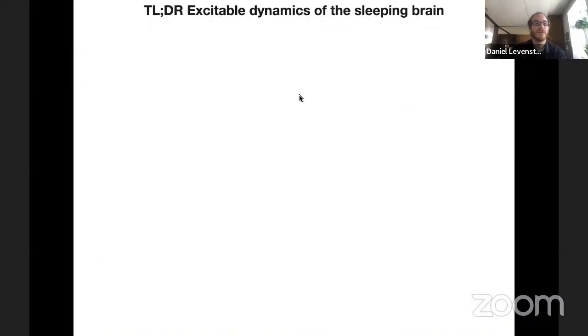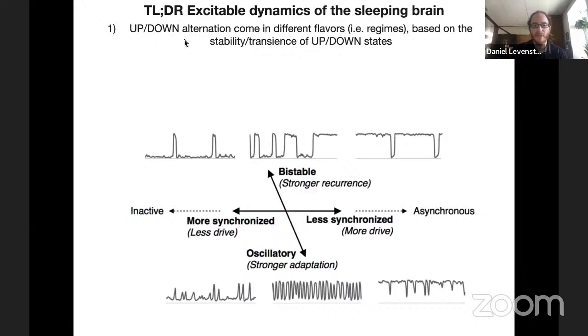Okay, so what have we learned so far about these excitable dynamics? First, that up and down alternations come in a few different flavors or different regimes based on the stability or transience of our up and down states.